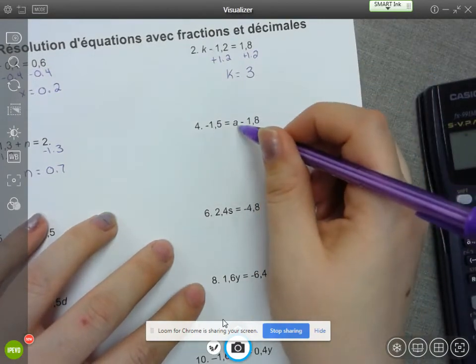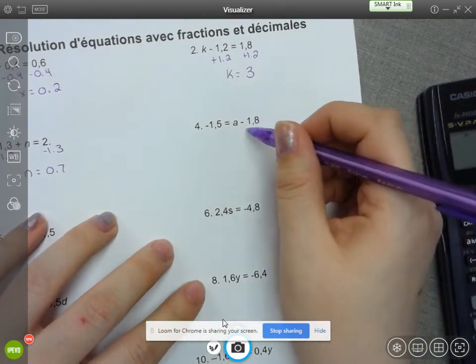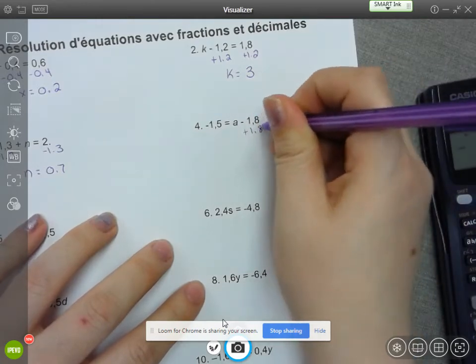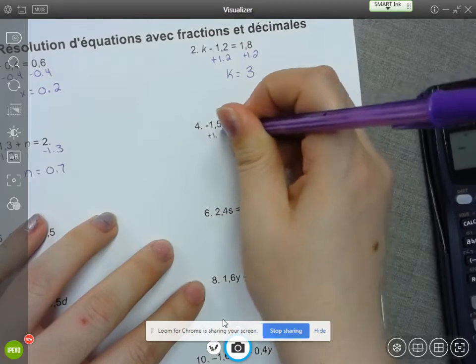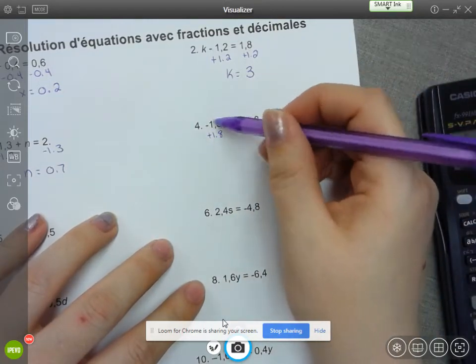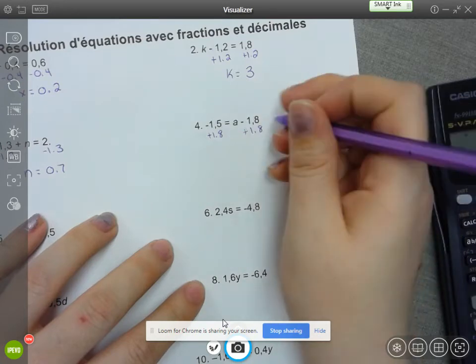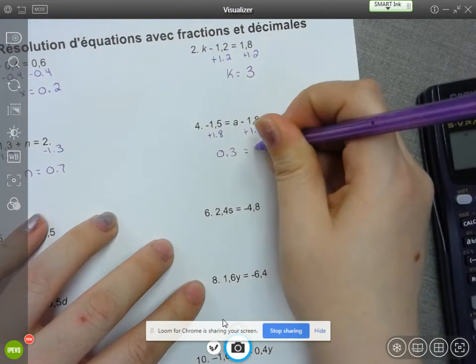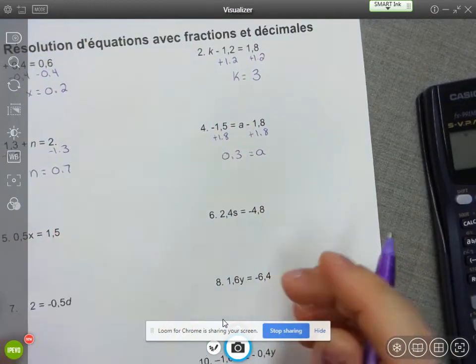Same steps, but the variable's on the other side, but it doesn't really matter. The opposite of negative 1.8 is plus 1.8. What I do to one side, I have to do to the other. So please remember that you have a negative and a positive here. If you're using your calculator to put it in, it's going to actually give me 0.3 is equal to A.